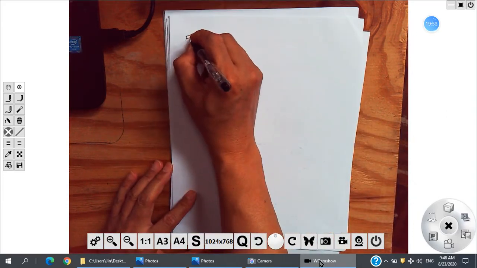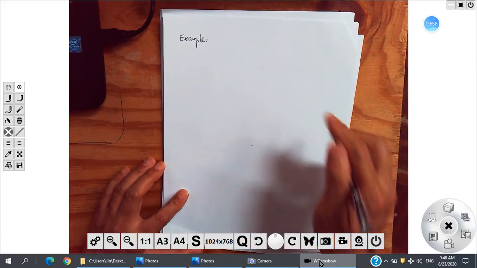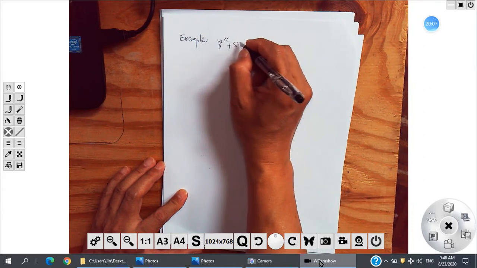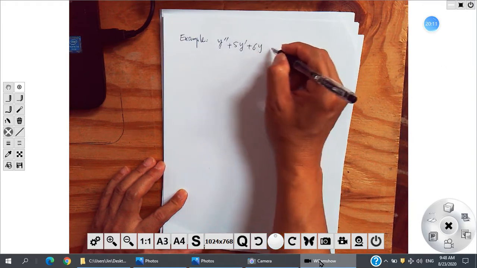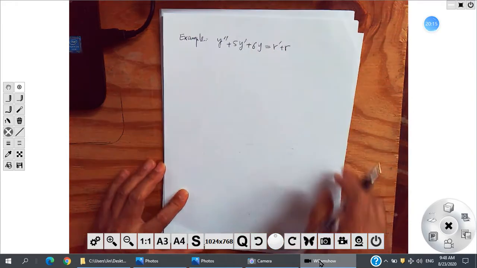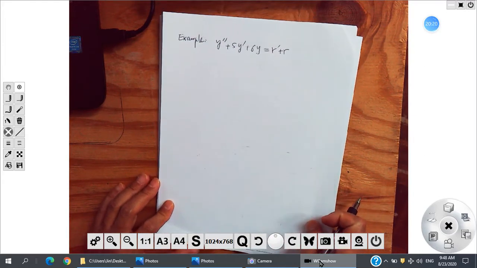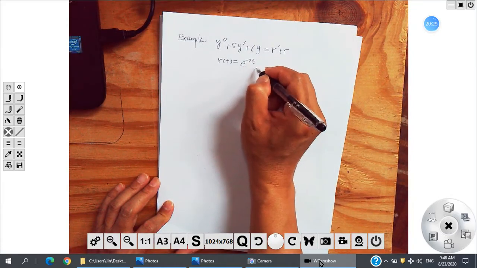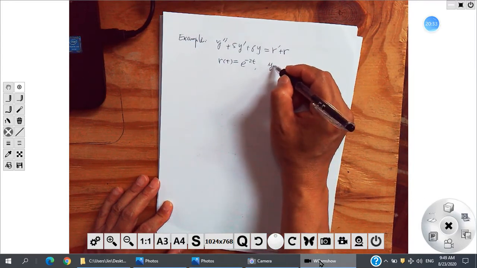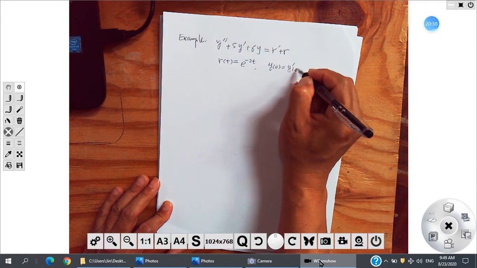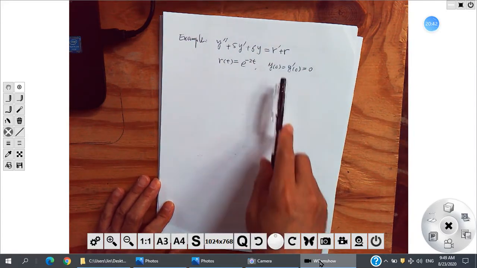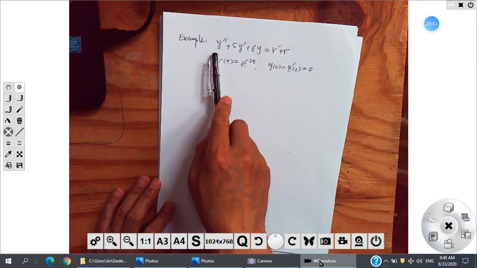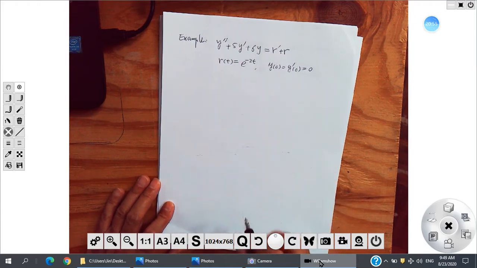Now let's look at an example. We can consider a system like y double prime, the second order derivative, plus 5 y prime plus 6 y equal to r prime plus r. This is a second order system. And we suppose r of t is e to the negative 2t. For simplicity, we just consider the case y of 0 and y prime of 0 equal to 0. This is zero initial condition. I need two initial values because it is second order. For a system of order n, you need n initial values. Then how to solve it?